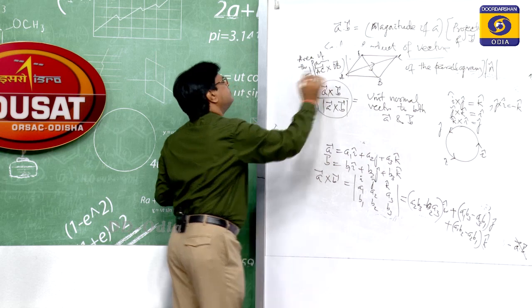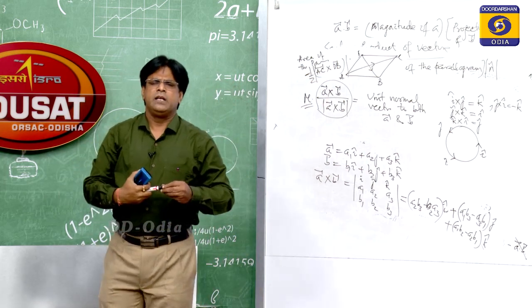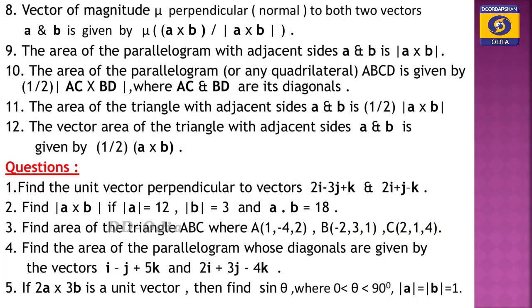magnitude of this, half. And the area of the triangle with adjacent sides A and B is also given as half of the magnitude of A cross B. Similarly, the vector area. If you are given only area, you have to find the magnitude of A cross B. Suppose you are given the vector area of a triangle whose adjacent sides are vectors A and B, it is given by half of A cross B. You do not find the magnitude of A cross B, only the vector area, that is half of A cross B.